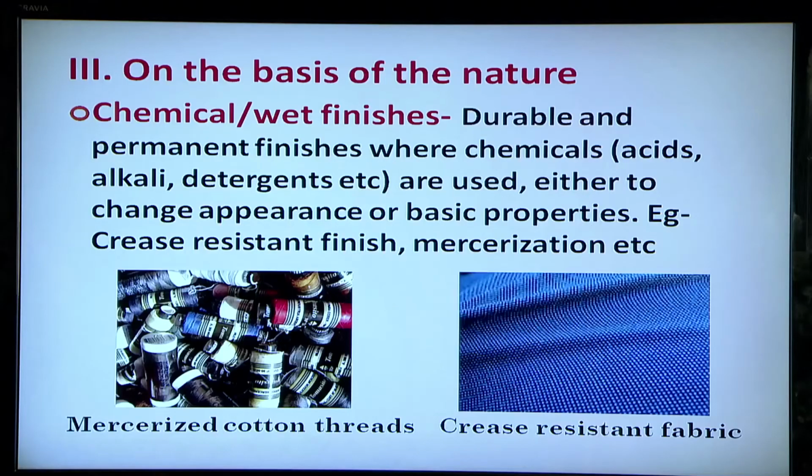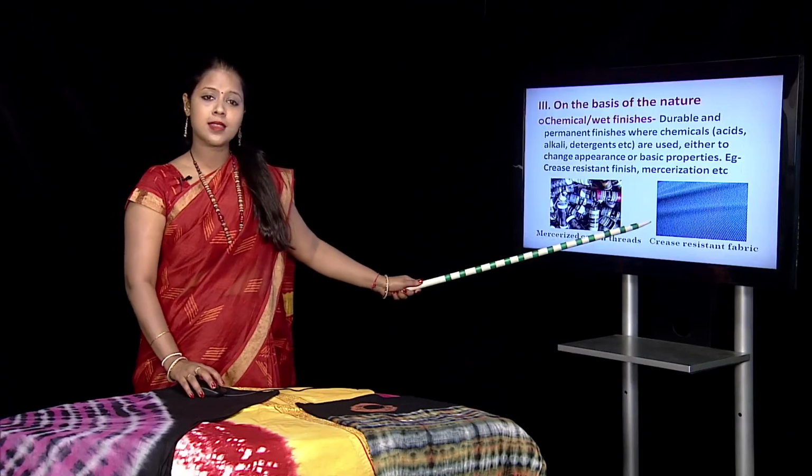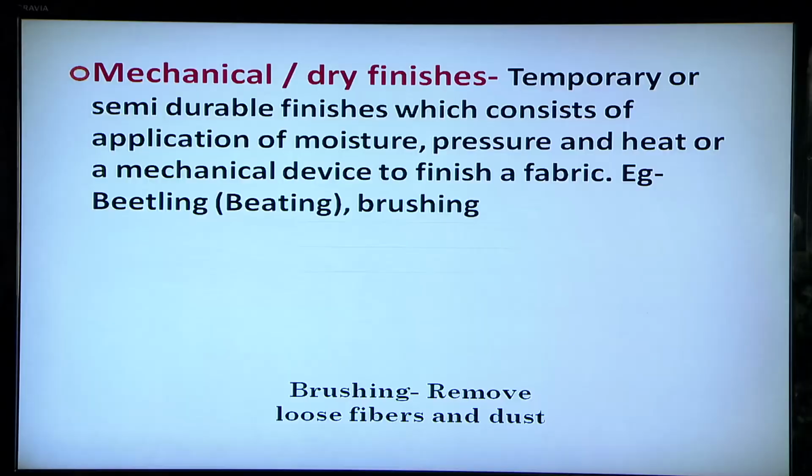In this, the first category is the chemical or wet finishes, which are durable and permanent finishes where chemicals like acid, alkali, detergents are used either to change the appearance or basic properties of the fabric. As you can see, these are the threads which are being mercerized, and this is the crease resistant fabric.